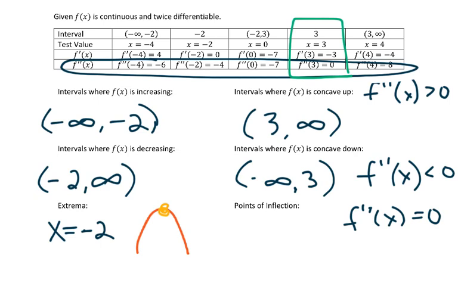Okay, and what I want to know is, do we see a sign change happening at all? And we do. We see that it goes from negative to positive. So now we know that that is a point of inflection, and where is it? It's at x equals 3.